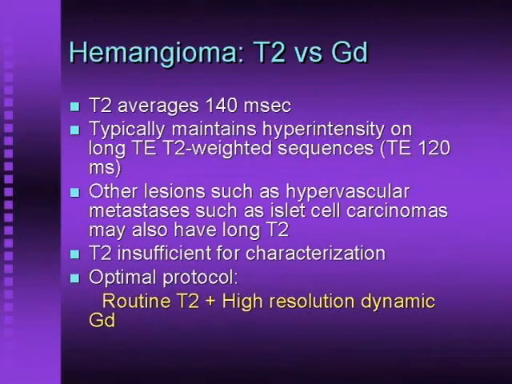One question that often comes up is whether we can rely solely on the T2 weighted images to diagnose a hemangioma, because the T2 times for these tumors tends to be very long. And the answer to that question is no. We really do need to give gadolinium because there are other lesions, such as hypervascular metastases, that can also have a very long T2 relaxation time. So bright on T2 is really insufficient for characterization, and we rely on our contrast-enhanced acquisitions to characterize these.